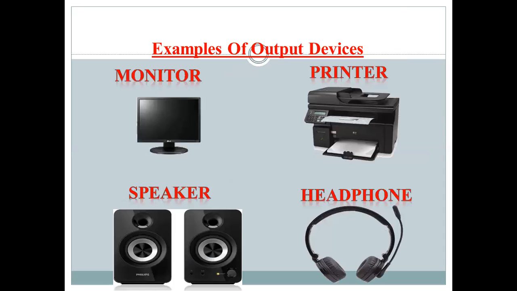These all are the examples of output devices. First one is monitor. Monitor looks like a television. Printer. Printer is also output device as well as hardware part of the computer. It helps us to take a print on the paper. Here speaker and headphone, these all are the hardware part of the computer. So difference between the speaker and headphone is that with the help of speaker, everyone can listen to the music, and with the help of headphone, only one person can listen to the music.